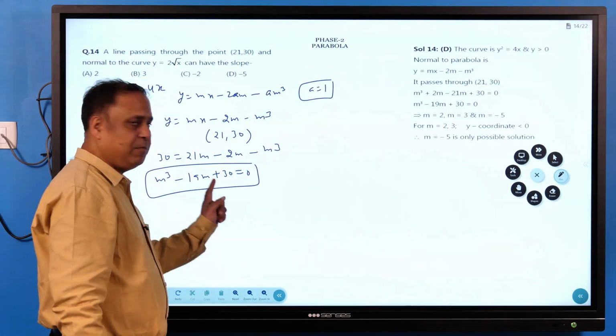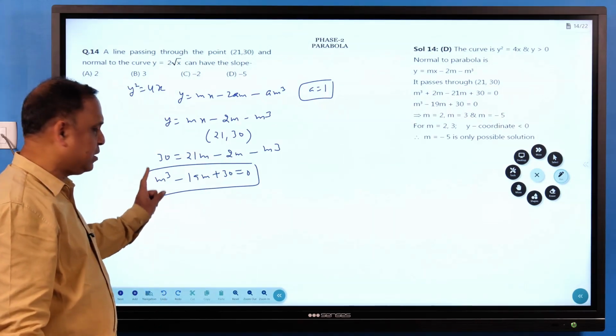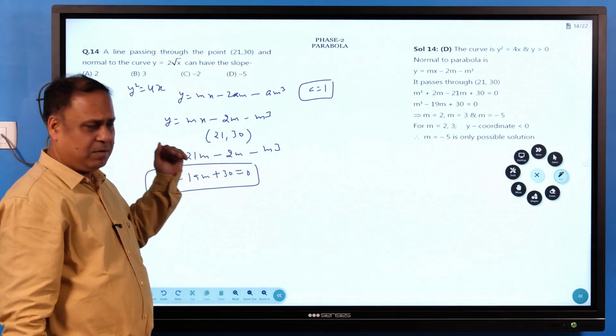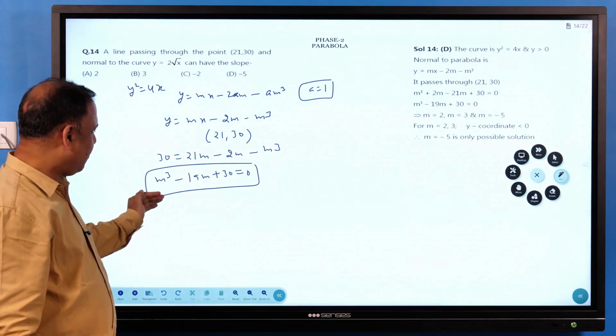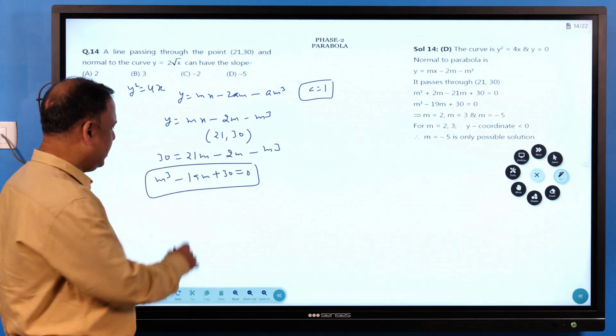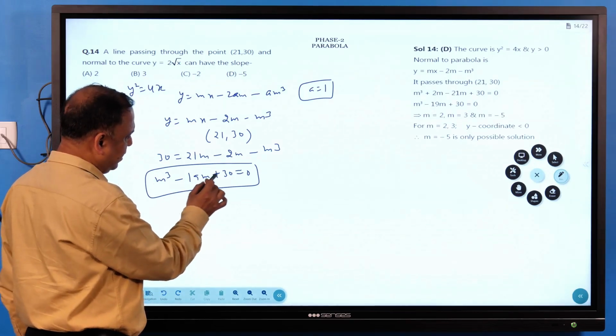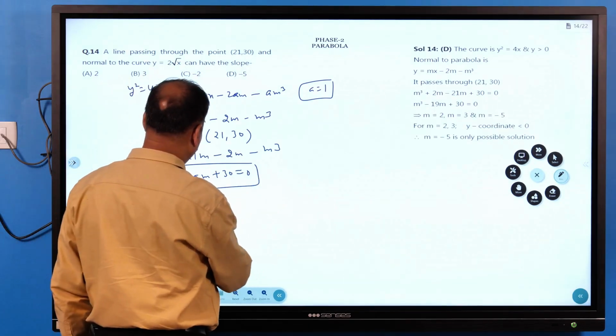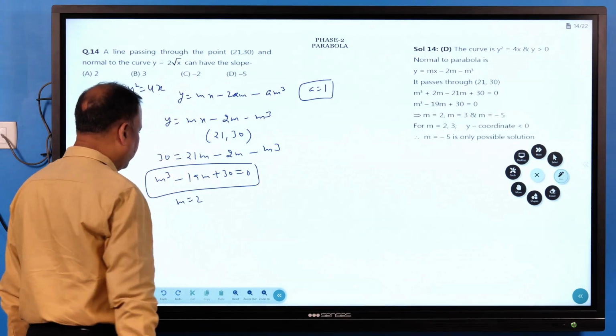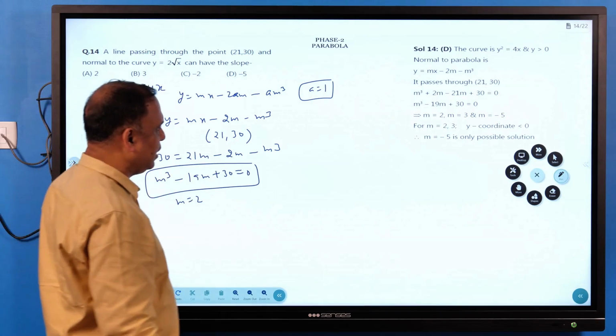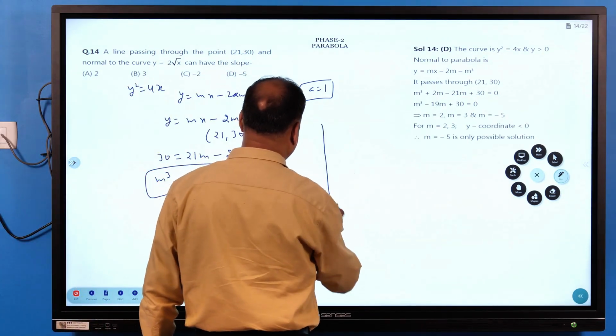So by observation, we have to find generally the roots of a cubic equation: 1, minus 1, 0, or half, 2, like that. So 1 is not there definitely. Minus 1 is also not there. So 2: 8 minus 38 plus 30, yes. So m is equal to 2 is one root. Once you know the one root, you can find the other roots also. So what will be the other roots?